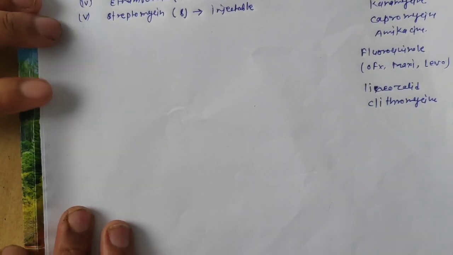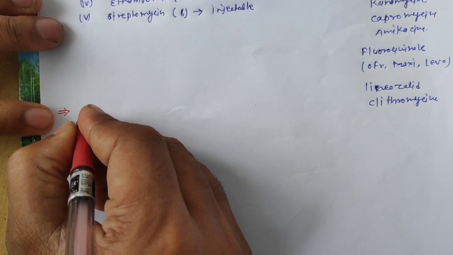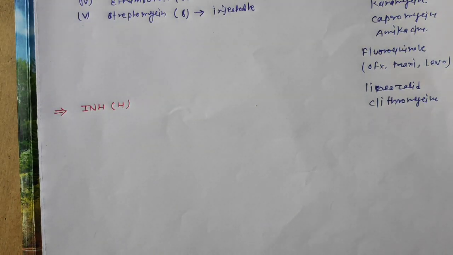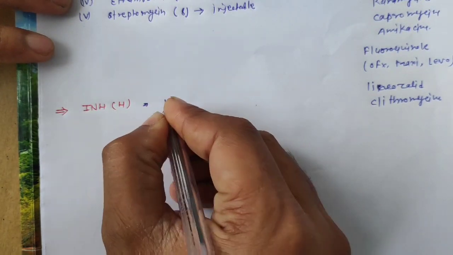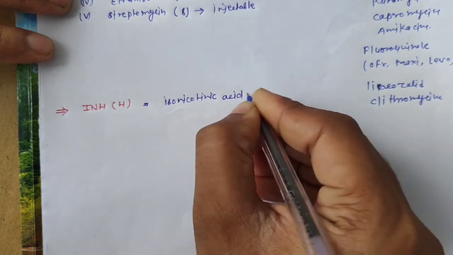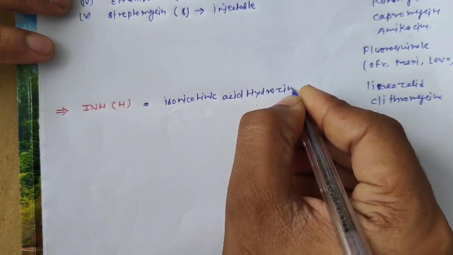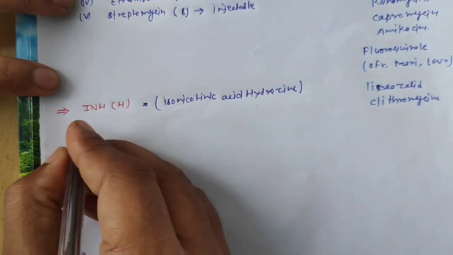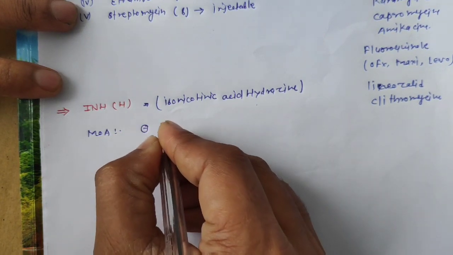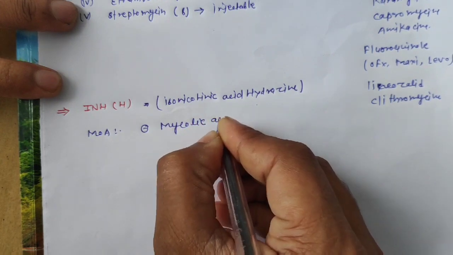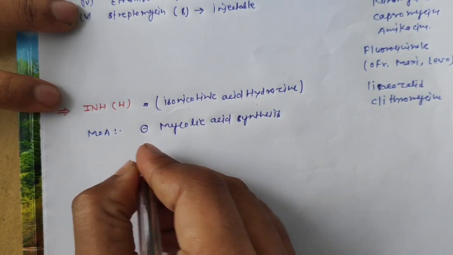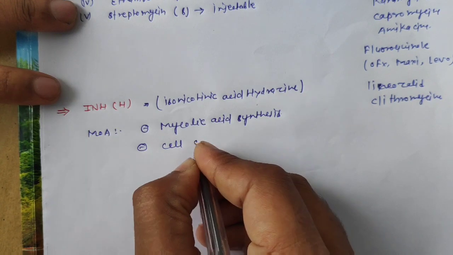First is first line drugs. In the first line drugs, the first drug is isoniazid, nicotinic acid hydrazide. First we will see the mechanism of action. Isoniazid inhibits mycolic acid synthesis and inhibits cell wall synthesis.